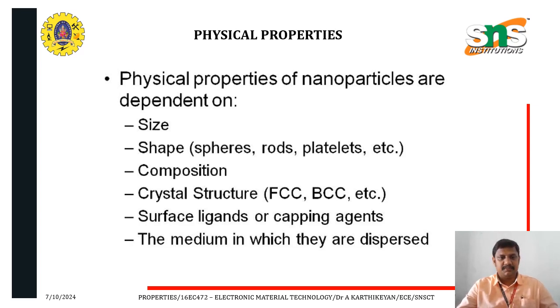Depending upon the particle physical properties, the properties will change, like shape, composition, size, crystalline structure, surface, ligands, or capping agents. These are all the main important parameters for the physical properties, because based on the physical size, the metal property will be varying, because the strength of material and the strength of the composite will be varying.